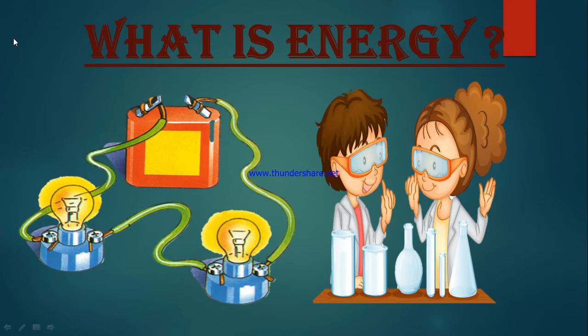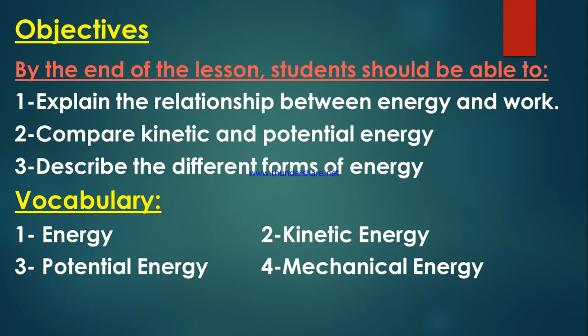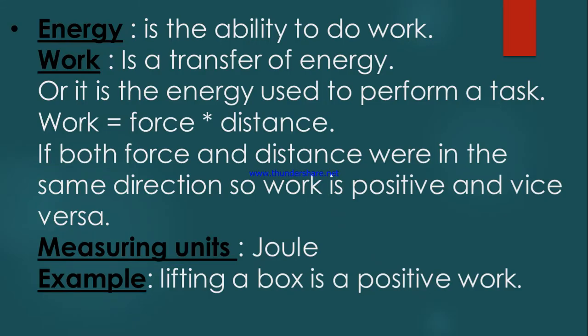Today's lesson is about energy and work. How do energy and work work together? What's the relation between energy and work? In this lesson, you'll be able to compare kinetic and potential energy, as well as describe the different forms of energy. There are various vocabulary words in this lesson, including work, energy, kinetic energy, potential energy, and mechanical energy. Energy is the ability to do work.